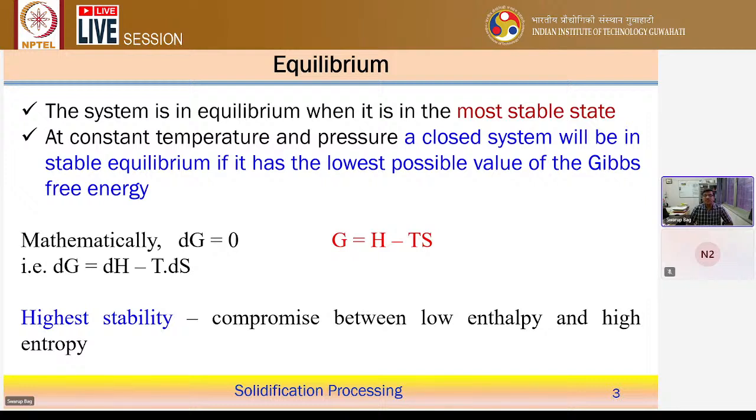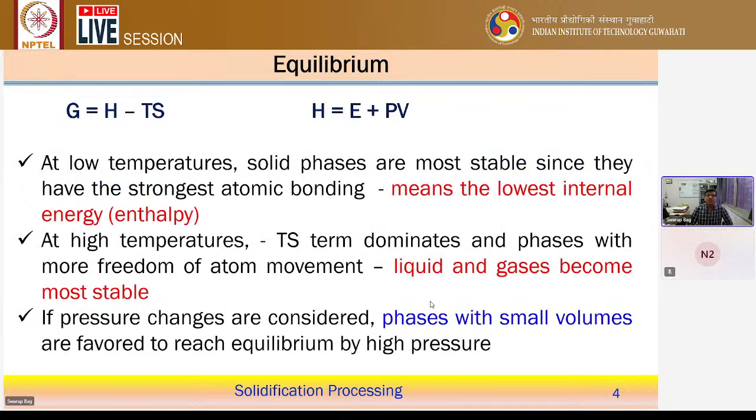So high stability is basically a compromise between low enthalpy and high entropy. Combining these two, the system tries to reach the lowest value of the Gibbs free energy, or I can say it tries to reach the conditions for the stable equilibrium position. Now we can further explore this phenomenon to understand the equilibrium of a thermodynamic system.